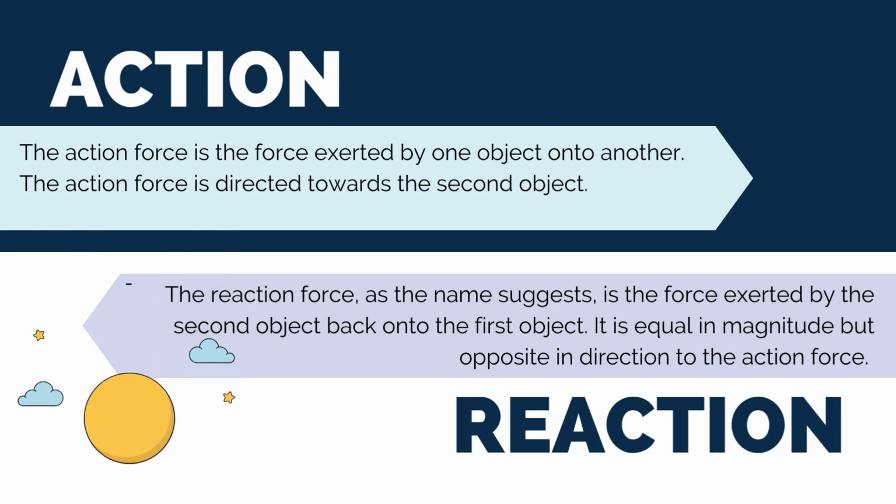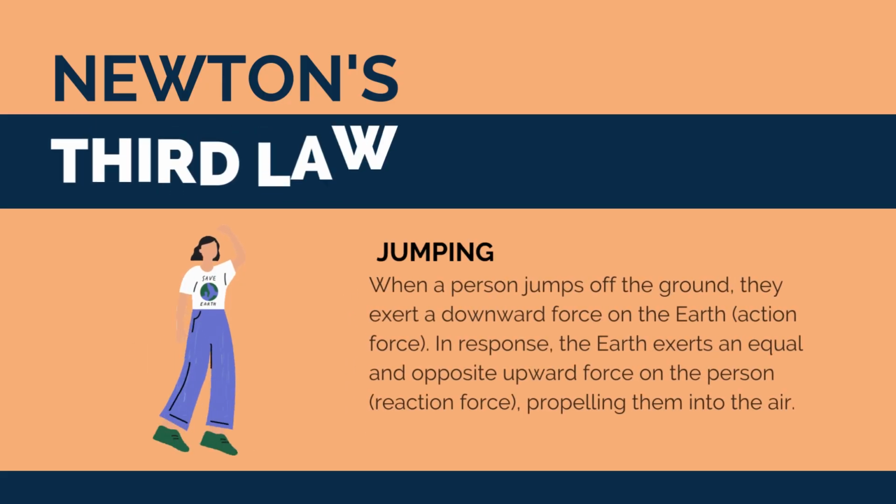Action and reaction forces always occur in pairs, acting on different objects, and they have the same magnitude but opposite directions. These forces are simultaneous and interconnected. It's important to note that although they are equal in magnitude, they are applied to different objects and can have different effects on those objects due to differences in mass or other factors. To further illustrate the practical implications of Newton's third law, let's explore a few examples.